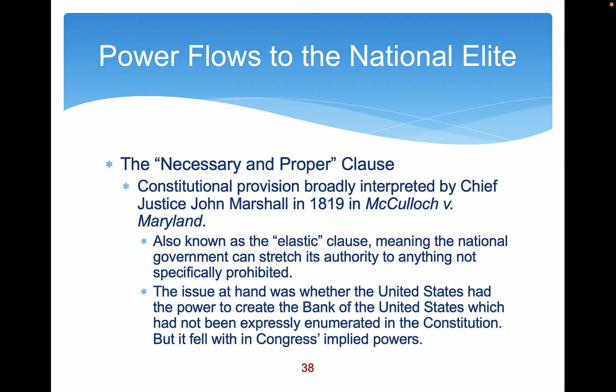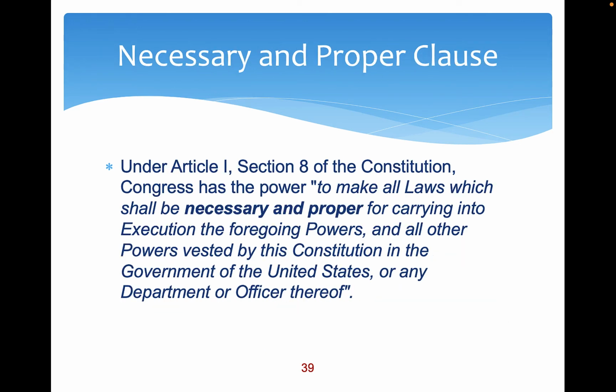We also have something in the Constitution called the Necessary and Proper Clause, and this was derived out of a court case called McCulloch versus Maryland. This is known as the Elastic Clause because the national government can stretch its authority to anything that's not specifically prohibited. And we'll read the clause in a minute. But the issue at hand during McCulloch versus Maryland was whether or not the United States had the power to create the Bank of the United States, which was not expressly enumerated in the Constitution, but it fell within Congress's implied powers, the Necessary and Proper Clause.